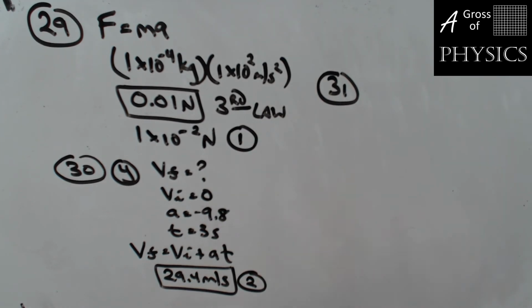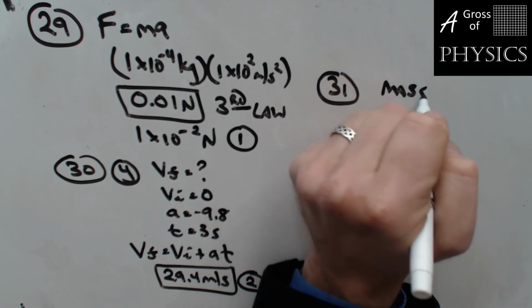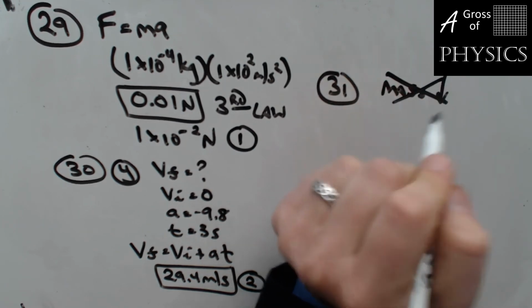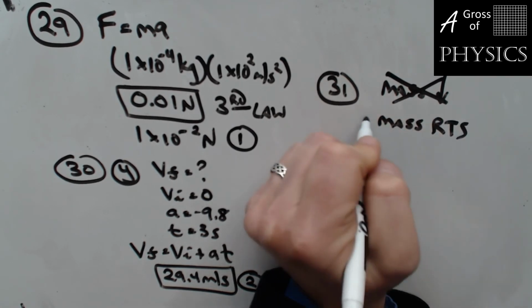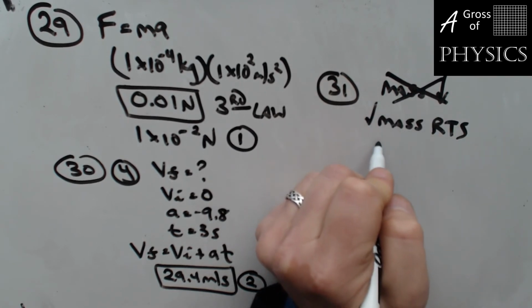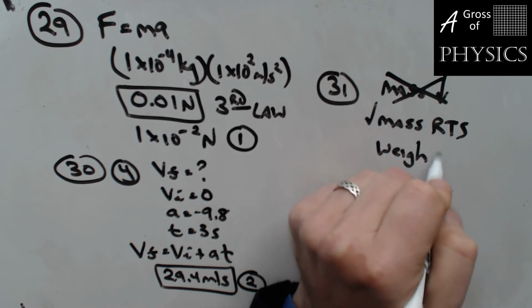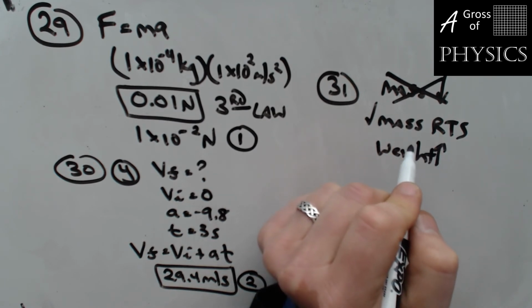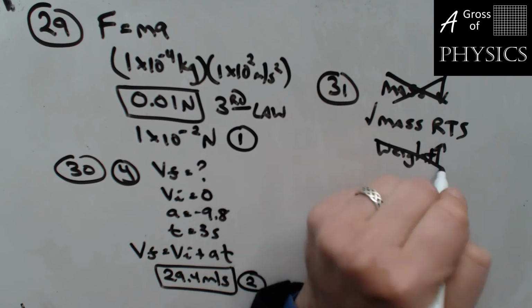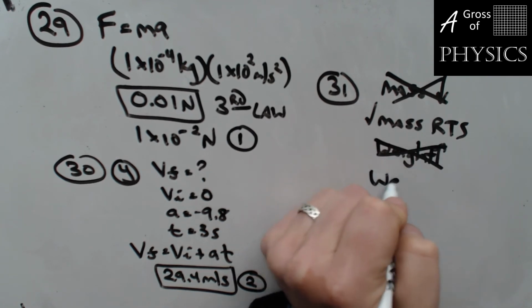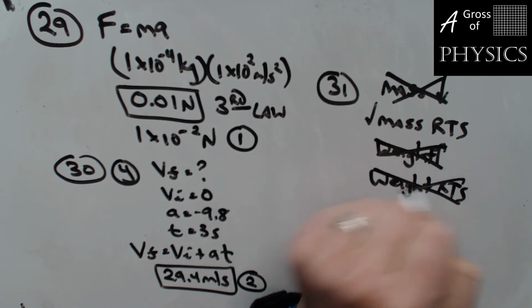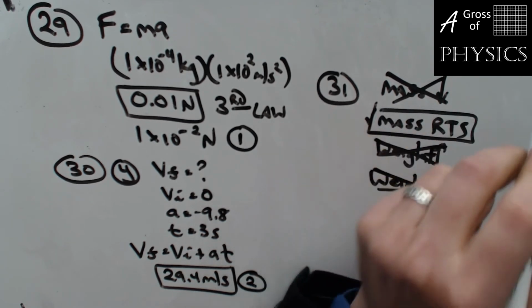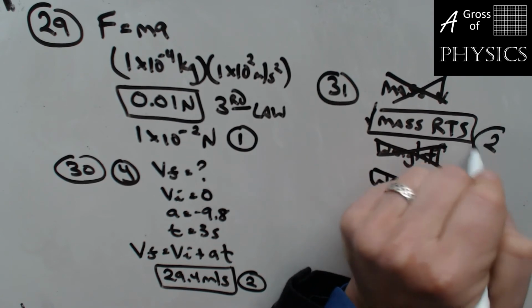Now 31. An astronaut travels from the surface of the Earth to 4 times away from the center of the Earth. Does the mass decrease? No, mass is constant. Mass remains the same. Probably our answer. Weight increases? Well, the weight will go down as you get farther, so that's out. And the weight remains the same? Nope, it goes down. So the mass remains the same. Choice 2.